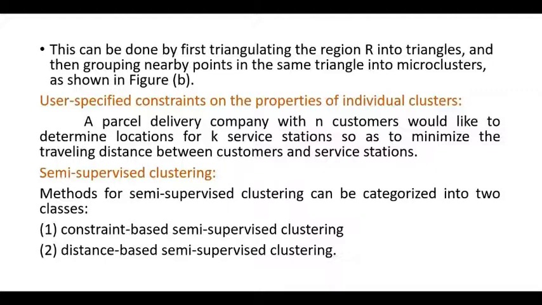The next one is user specified constraints on the properties of individual clusters. A company's customers are considered as either high value customers or ordinary customers. For example, a parcel delivery company would like to determine locations for k service stations so as to minimize the traveling distance between customers and service stations. First, the company's customers are considered as either high value or ordinary customers, and second, the manager has specified two constraints.